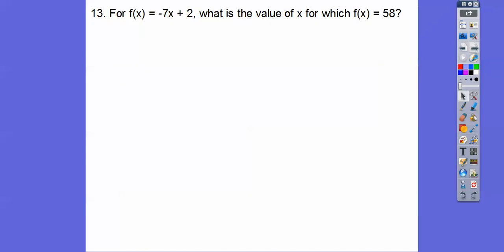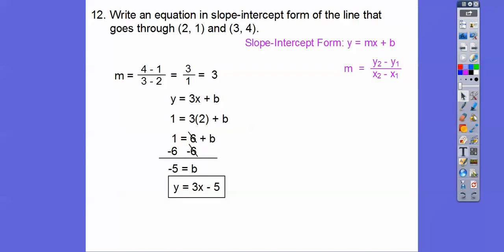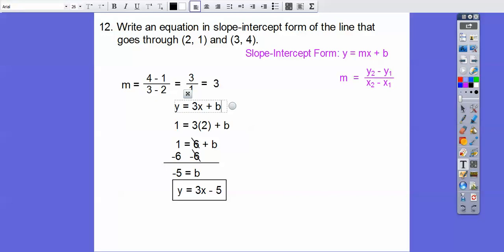If we put the, oh, I guess I didn't do that. Golly, I thought I did. If I did, though, let's do that real quick. Let's put in the 4. So I get 4 equals 3 times 3, because x is 3, I'm putting in the other point, plus b.